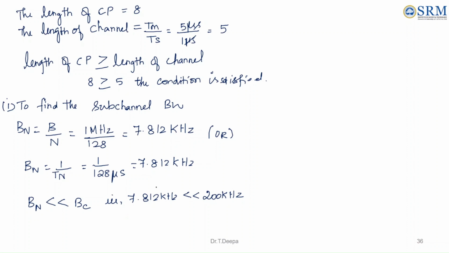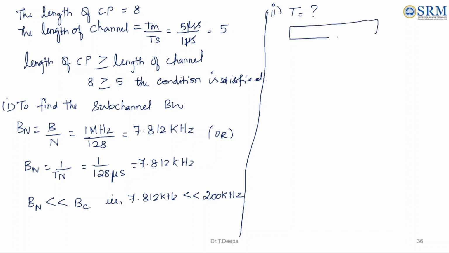Now let us find the transmission time. The second one, for each OFDM symbol, the total transmission time. So what is T? You all know the OFDM symbol structure. It consists of the cyclic prefix, the guard interval GI, and the actual data, the IFFT data. So this is the structure of the OFDM symbol.